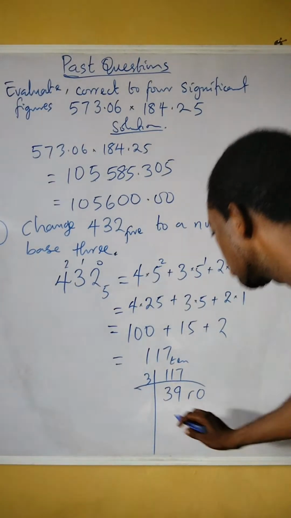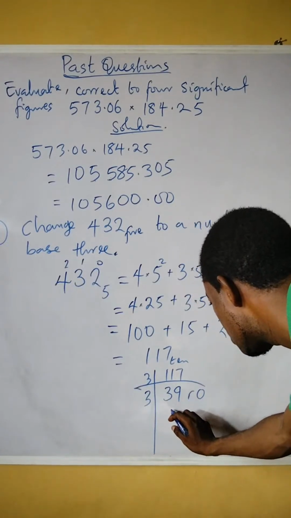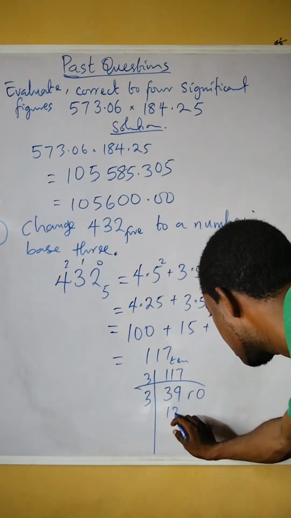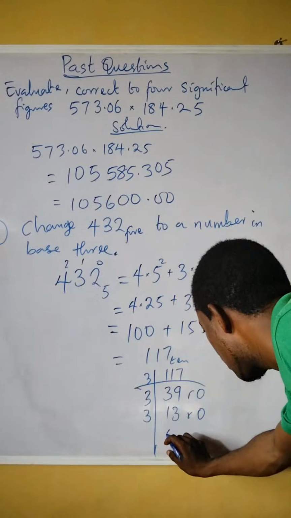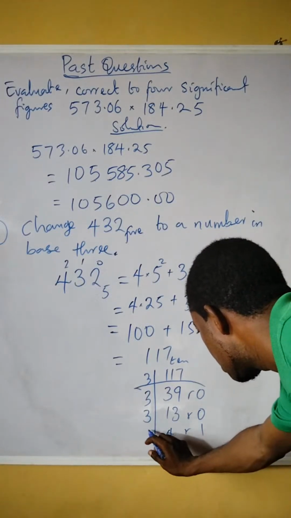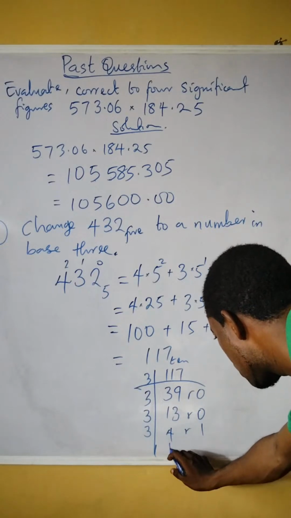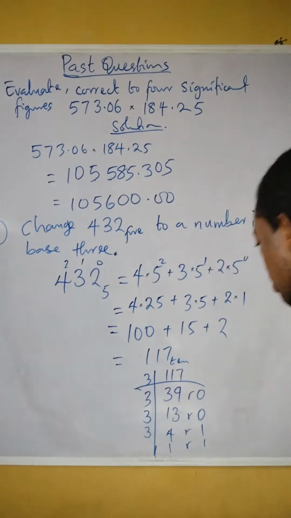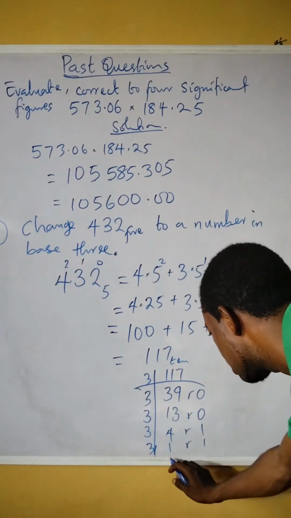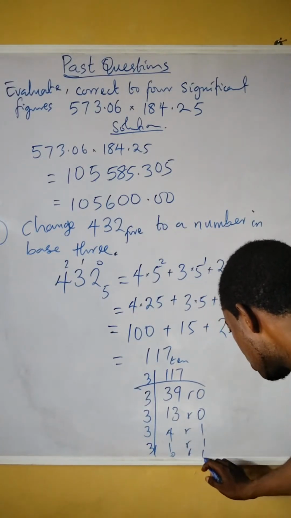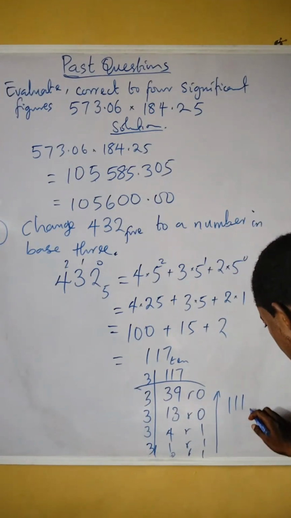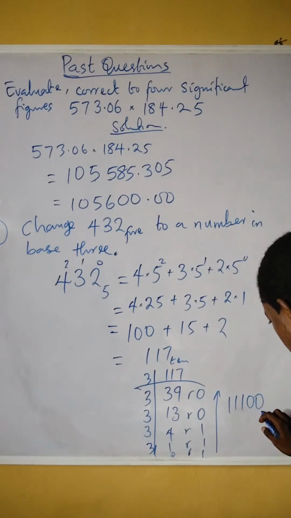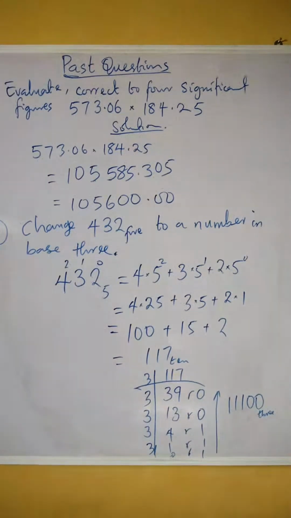Also, 3 goes again, that gives us 13, remainder 0. 3 goes again, we have 4, remainder 1. So 3 goes again, that's 1, remainder 1. 3 goes in 1 now, that's 0, remainder 1. So when we write the answer up here, what we have becomes 11100 to base 3. So that's it from base 5 to base 3 there.